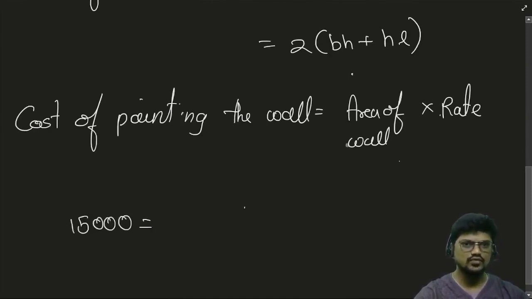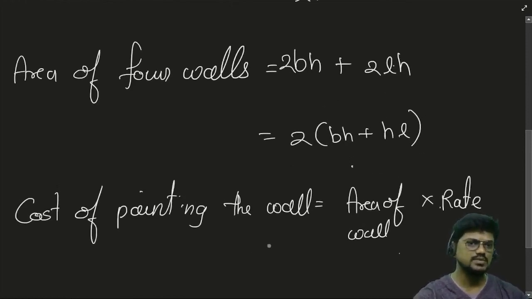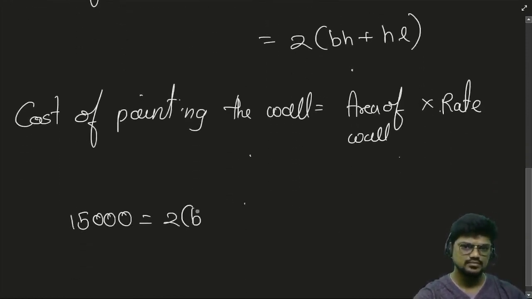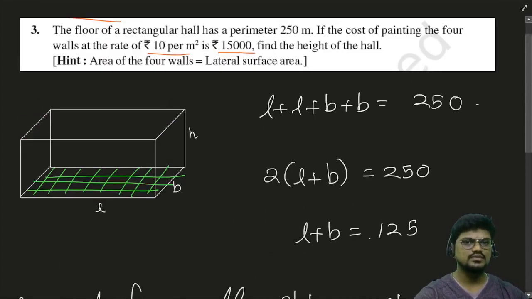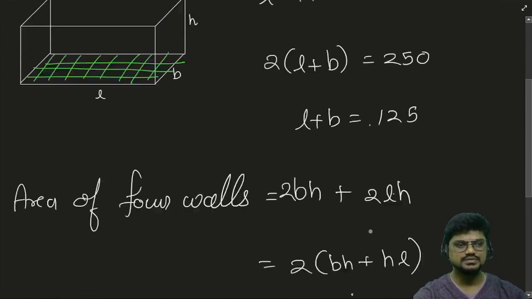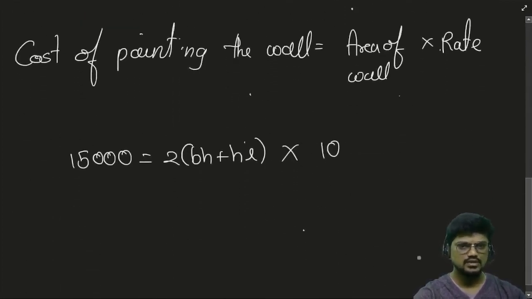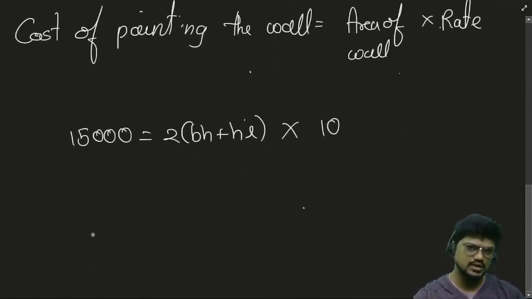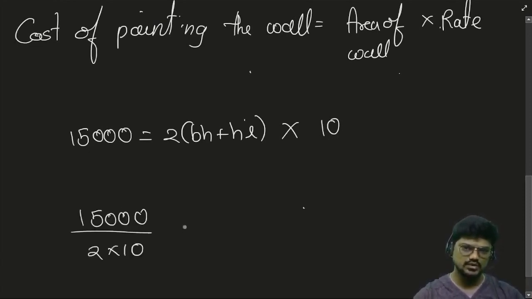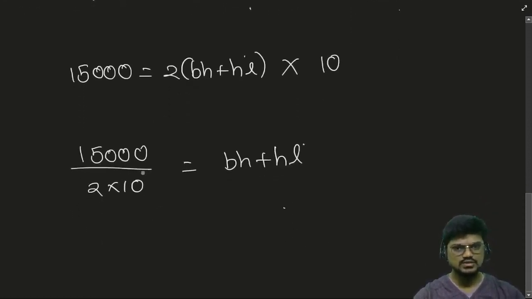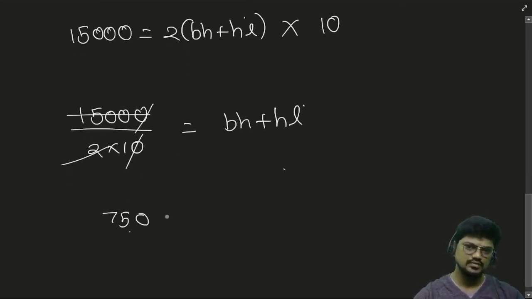Should be equal to the area of the wall. The area of the wall we have found is 2 into (BH plus HL). The rate is also given, that is 10 rupees. If I take this 2 and 10 to the denominator, it will be 15,000 divided by 2 into 10, equal to BH plus HL. This zero gets cancelled, this and this will get cancelled. It will be 750 equals BH plus HL.